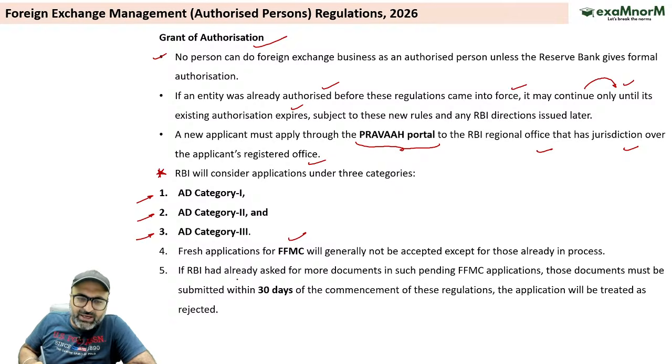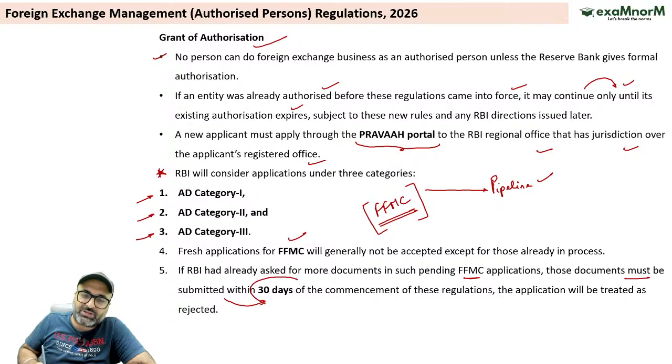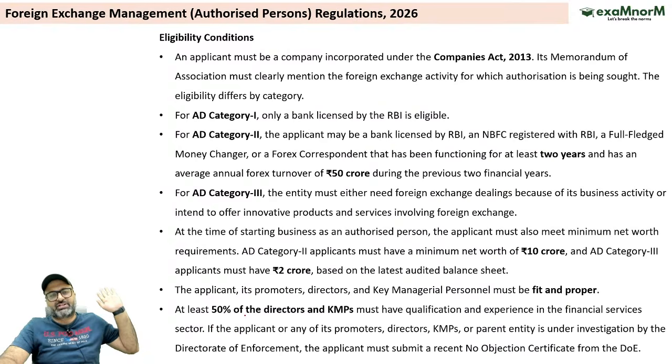provided. If RBI had already asked for more documents in the pending FMC application, those documents must be submitted within 30 days. मतलब ये हुआ कि सर अगर इस लॉ के आने से पहले, before this announcement of this master direction or this circular, if any company has applied for FMC and that application is still in pipeline, then RBI is saying don't worry, that will remain in pipeline, and if I am asking you for some extra document, you should submit those extra documents within 30 days. If not, then RBI will reject the application.